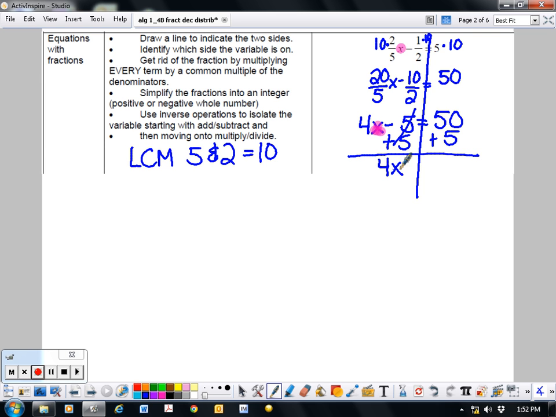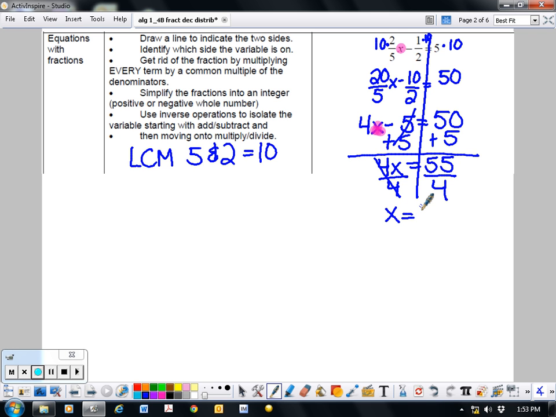So now I have 4x equals 55. I divide by 4. That cancels out. And now I'm left with 55 over 4. You can turn it into a decimal, or you could leave it right this. You do not have to turn it into a mixed number.